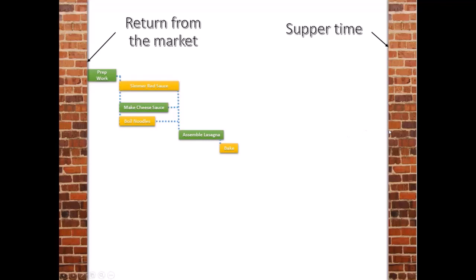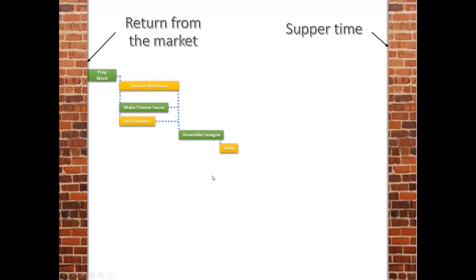Now the end ultimate constraint in the lasagna process is supper time. This is when people are there, they're hungry, and they want to eat. Can anybody tell me what the end constraint in DOT world would be? If you said letting, then you got it right. Give yourself a big gold star.